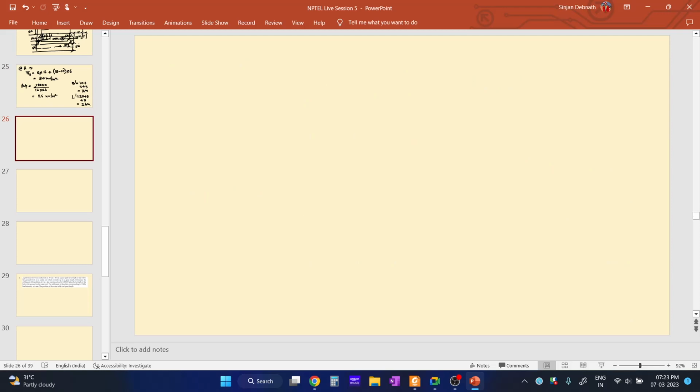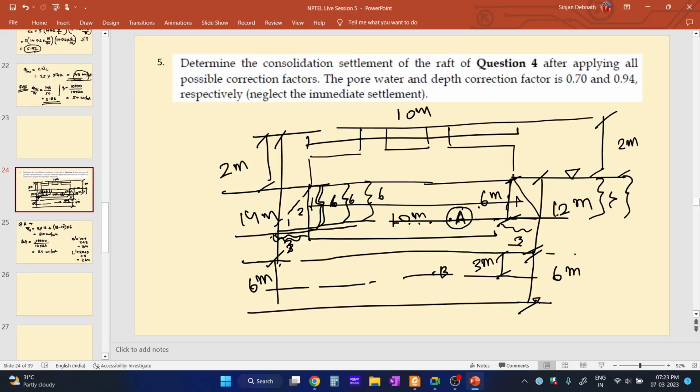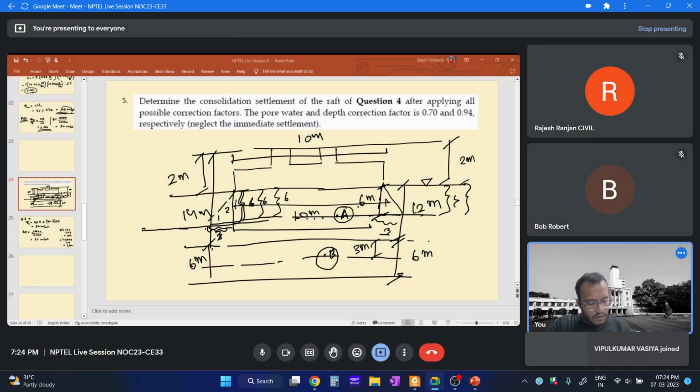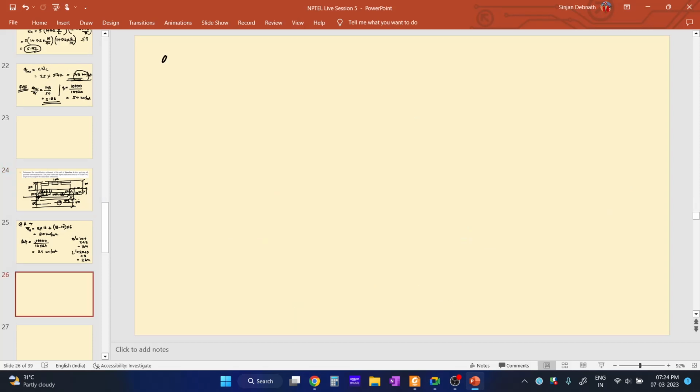So now we have found out the additional stress and effective overburden pressure at point A. Now we need to find out the effective overburden pressure and the additional stress that is acting due to 10,000 kilonewton at point B. Okay. So for point B, what is the effective overburden pressure?